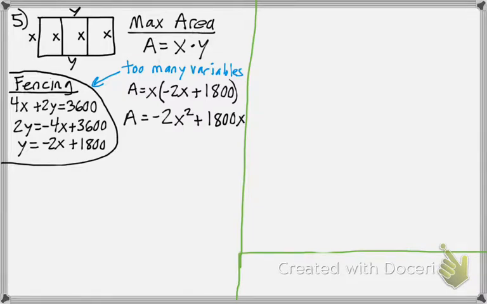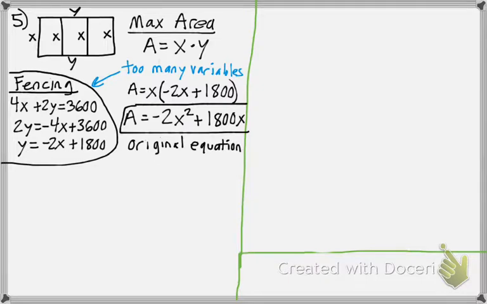And this is what we're going to call the original equation. Meaning this is our equation before we do anything with the derivative or anything with critical numbers. This is our starting off spot. So we do need to take the derivative. So A prime is going to be negative 4X plus 1,800. And then I want to set this equal to 0 for the critical numbers.